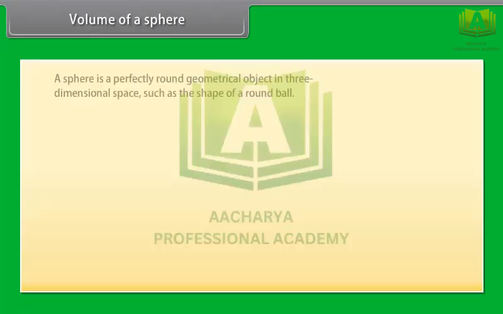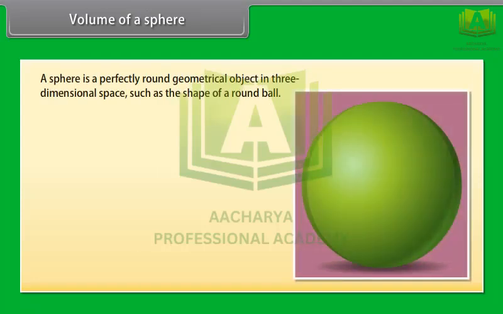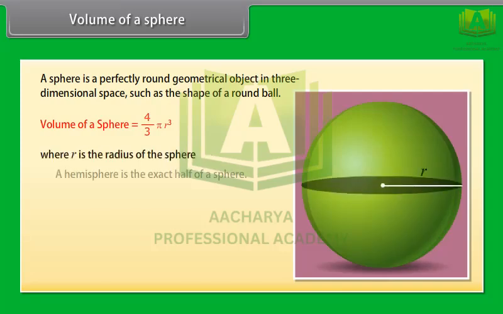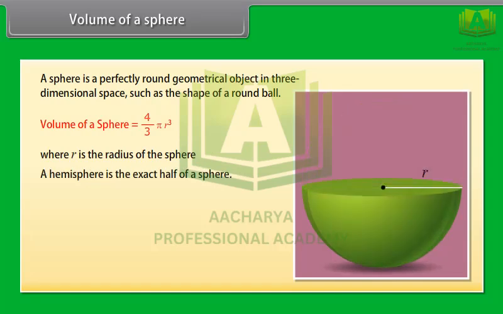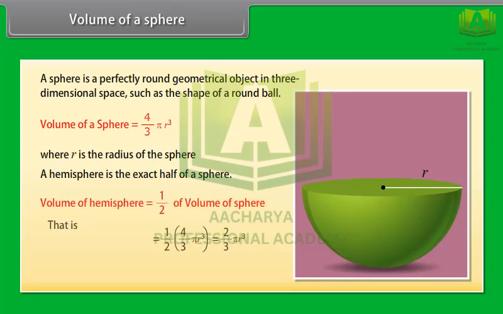Volume of a sphere. A sphere is a perfectly round geometrical object in three-dimensional space, such as the shape of a round ball. The volume of a sphere is given by 4/3 pi r cube, where r is the radius of the sphere. A hemisphere is the exact half of a sphere, and its volume is half the volume of the sphere. That is, volume of a hemisphere is 1/2 into 4/3 into pi r cube, which is equal to 2/3 pi r cube, where r is the radius.